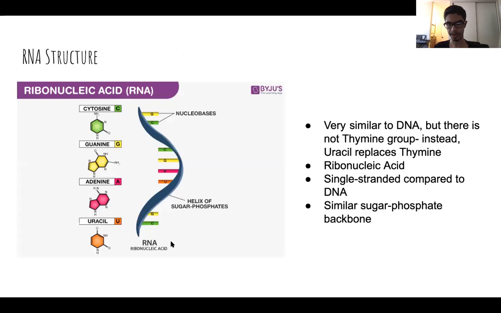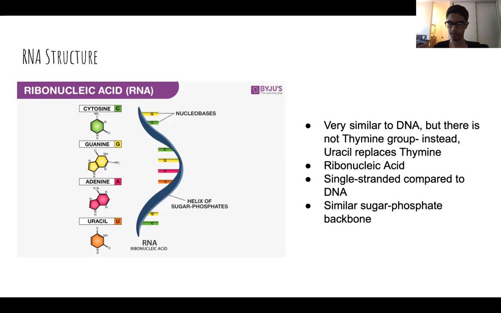Now let's examine RNA. Very similar to DNA, but one big observation you can make is that it's only single-stranded. And also, as I mentioned 2 slides ago, thymine is not in RNA. Instead of thymine, we have uracil. But that is a pyrimidine, actually. So yeah, uracil replaces thymine.